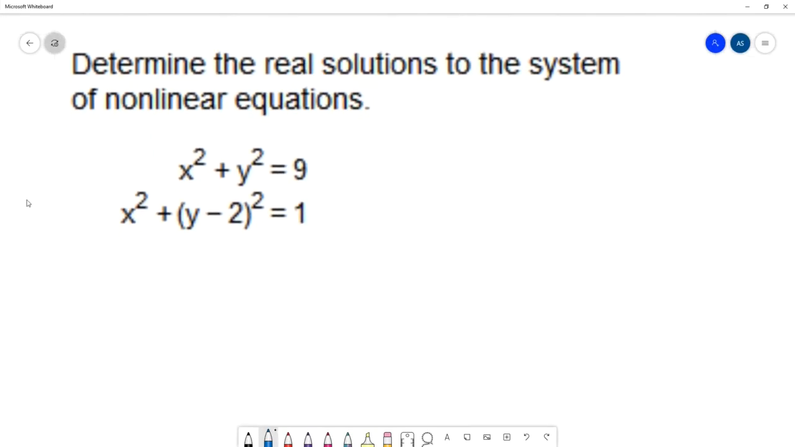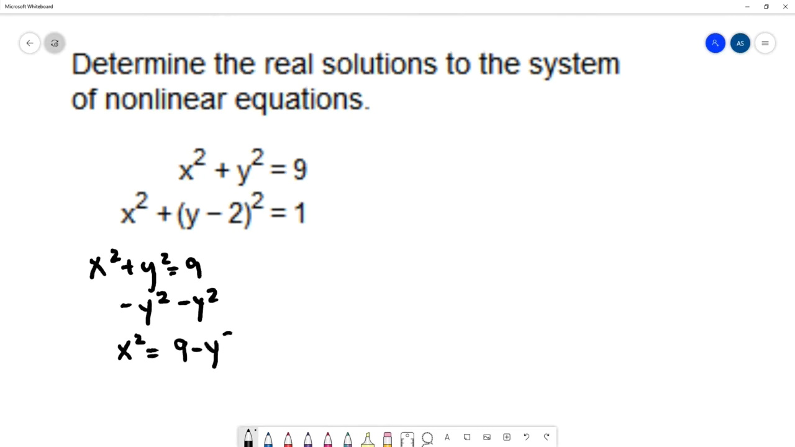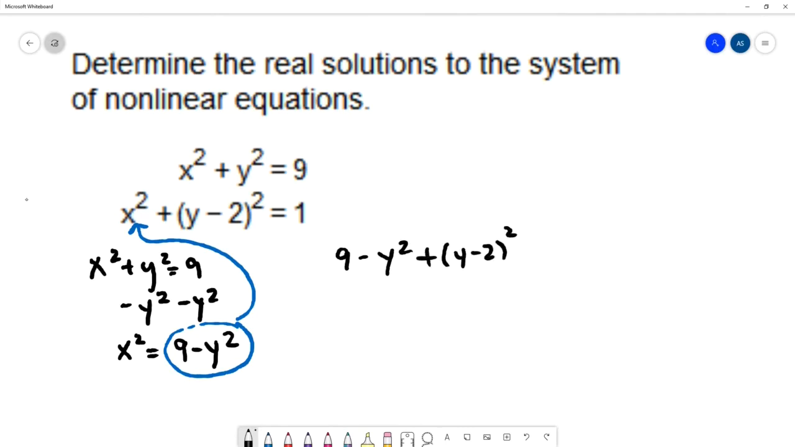With the substitution method, I'm going to take the first equation, x squared plus y squared equals 9, and solve for x squared. Let's subtract y squared to get x squared equals 9 minus y squared. And we're going to substitute that in for x squared in the other equation. That will give 9 minus y squared plus (y minus 2) squared equals 1. Let's try solving this equation.